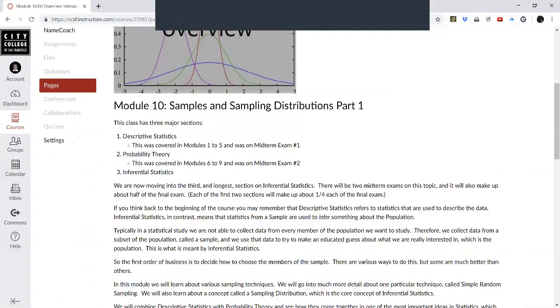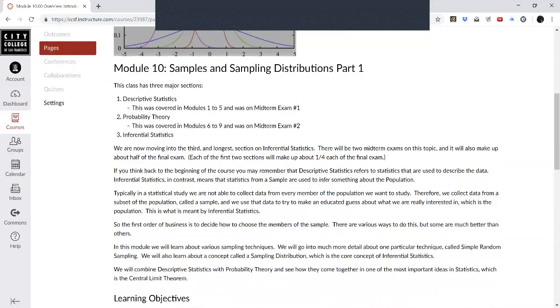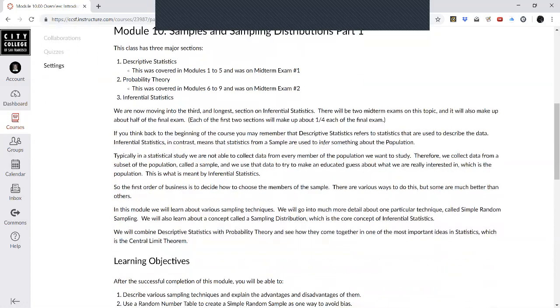The course as a whole has three major sections. The first one, which was covered on the first midterm exam, was called descriptive statistics. The second section was called probability theory, and we just covered that on the second midterm exam. Now we're going to be combining those two concepts together and looking at something called inferential statistics. And what inferential statistics refers to is the idea of taking a sample out of a population and calculating sample statistics from that sample data and using it to infer something about the population as a whole.